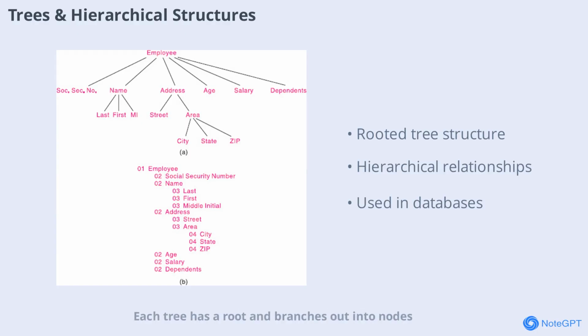Trees are data structures that represent hierarchical relationships. Each tree has a root and branches out into nodes, much like an organizational chart or a family tree. Trees are ideal for representing data with nested or grouped items, such as an employee record with subfields for name and address. They also model the order of operations in algebraic expressions, showing which calculations must be performed first. Trees are widely used in databases, file systems, and algorithms that require hierarchical organization.